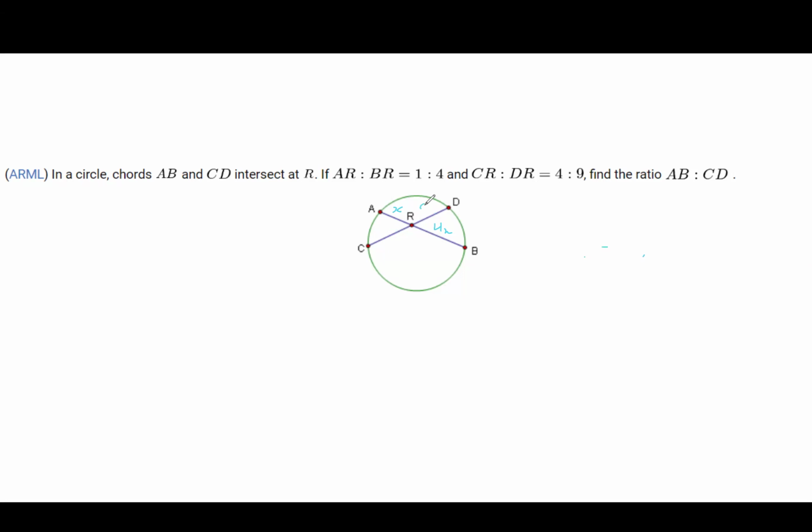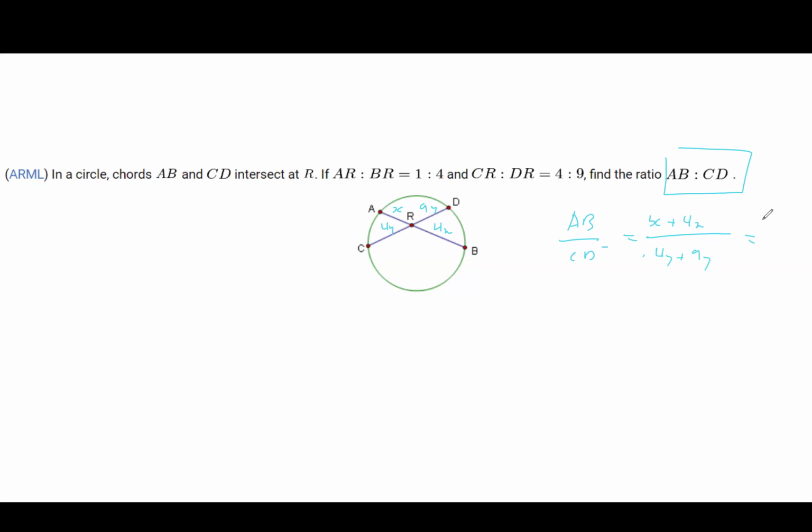So this one should be 9y. This one should be 4y. Okay? Now, it's asking us to find the ratio AB to CD. So we're seeking this ratio here. Now, what's AB? AB is just AR plus RB, right? So that gives me x plus 4x over 4y plus 9y.